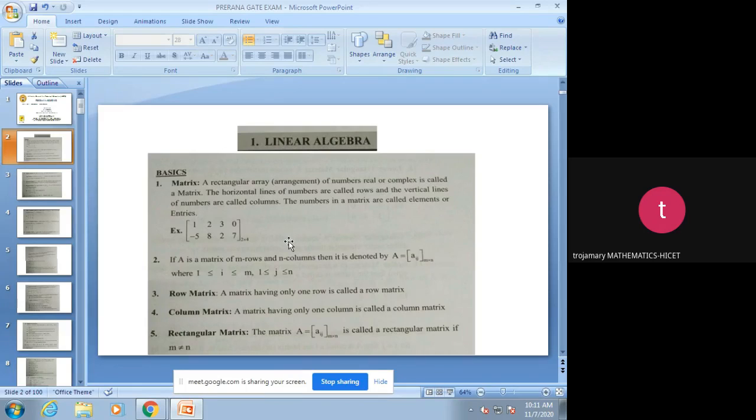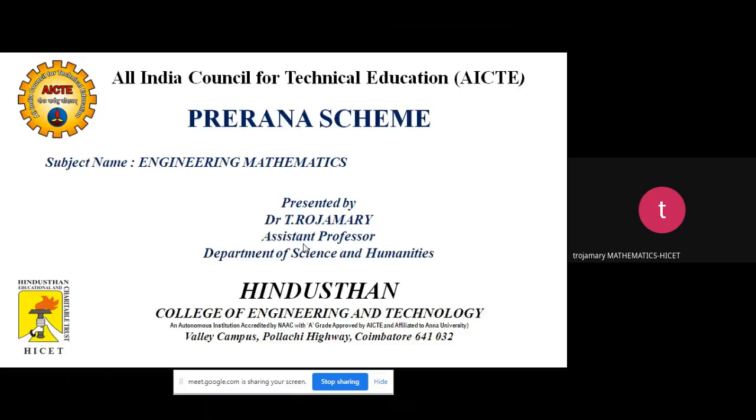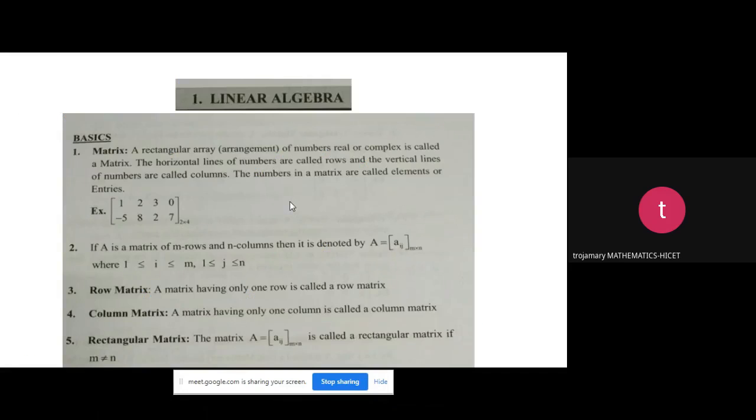First, matrix. The definition of a matrix: a matrix is a rectangular array of numbers that are real or complex. The horizontal lines of numbers are called rows and the vertical lines are called columns. If A is a matrix of m rows and n columns, then it is denoted by A equal to the matrix Aij, m by n. These Aij are called the elements of A.